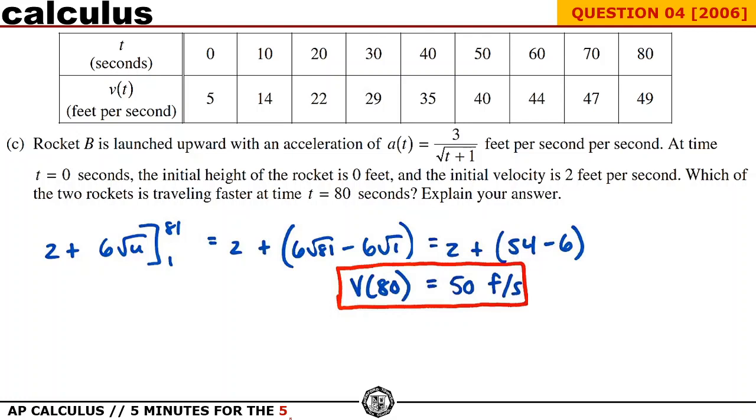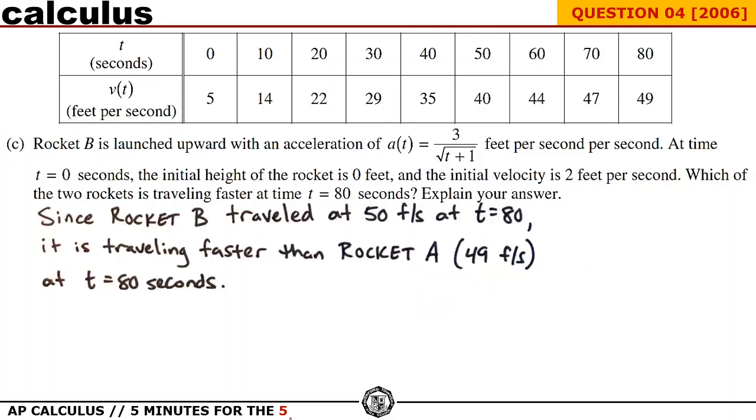So when all's said and done, you're going to get 50 feet per second for the speed of rocket B at time t equals 80. So when you compare the two answers, rocket B is going faster at time t equals 80 because it's going 50 feet per second versus rocket A, which is going 49.